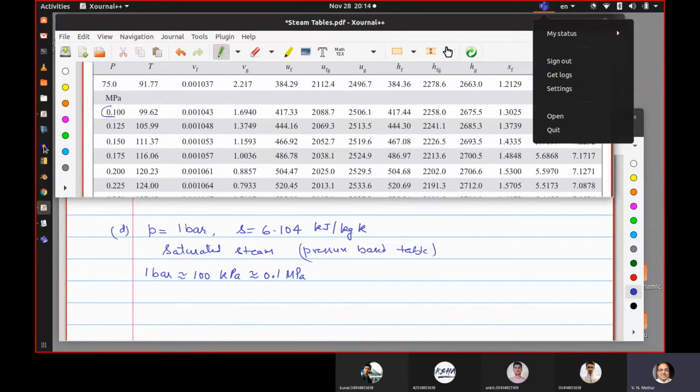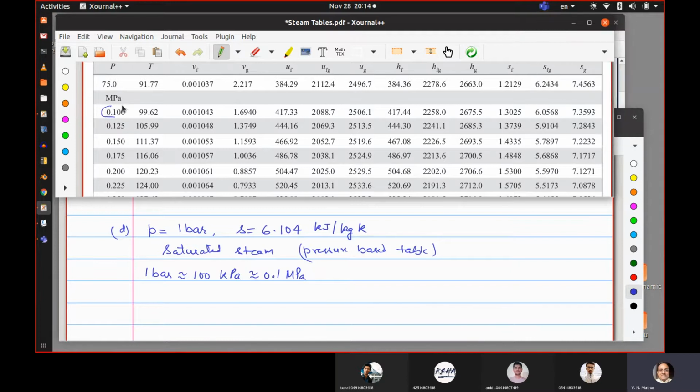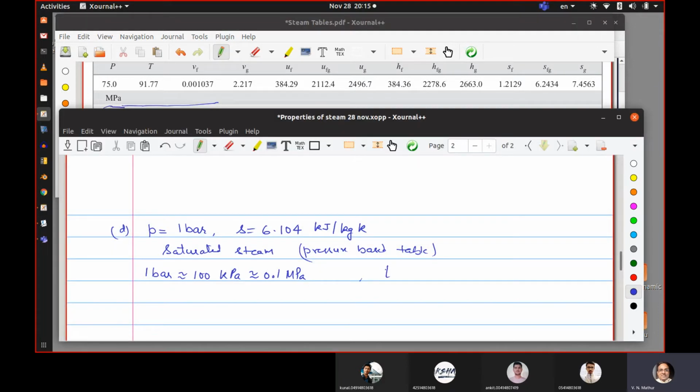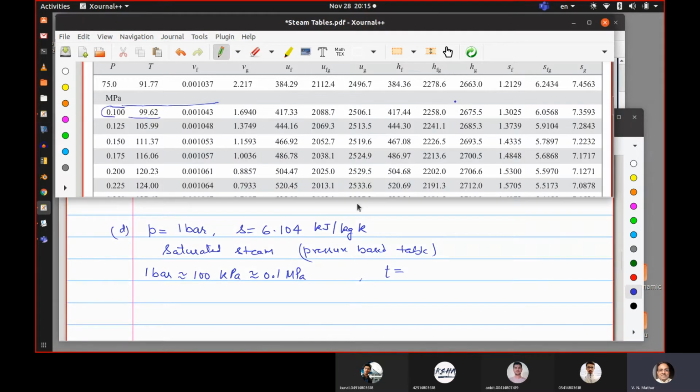So at 0.1 megapascal, we'll have to read these values. What values do we require? We have been asked about the temperature, so temperature is equal to saturation temperature. Now, first we should make sure that the steam is wet.